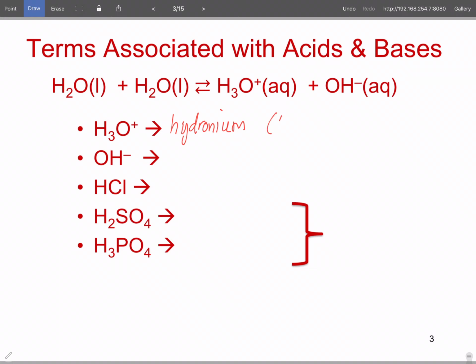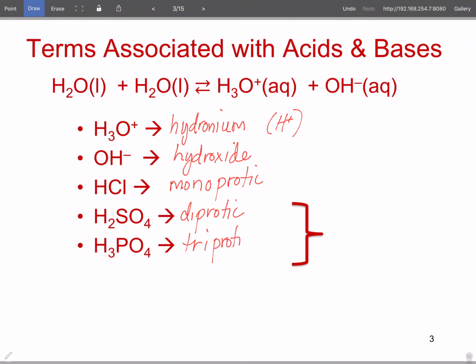And the other thing is you'll see usage of just the proton because it can exist that way, but it's an easier bookkeeping method. This is the base form. This is the hydroxide. HCl is a monoprotic acid, and it's a monoprotic acid because it only contains 1. Sulfuric acid is a diprotic because it contains 2 protons, and H3PO4 is triprotic. Anything more than 1 can be considered a polyprotic acid, and we're good to go.